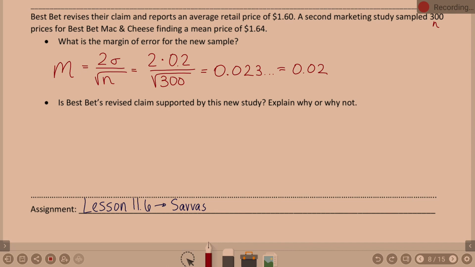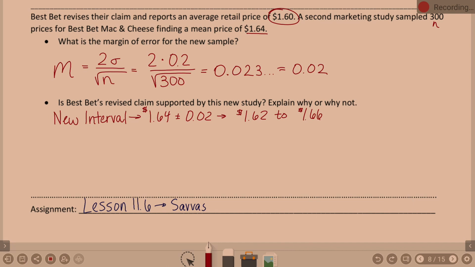Okay. Is Best Bet's revised claim supported by this new study? No. Why not? $1.60 still falls out of the range because the range is 1.62 to 1.66. It doesn't ask us to, but let's find that new interval because that's part of our defense, so to speak, or explanation. We've got a new mean price of $1.64 plus or minus the new margin of error, which is 0.02. That gives you a new range of $1.62 to $1.66. What was their new claim? $1.60. So, is there support by this new study? No. $1.60 is not within the range of reasonable values.